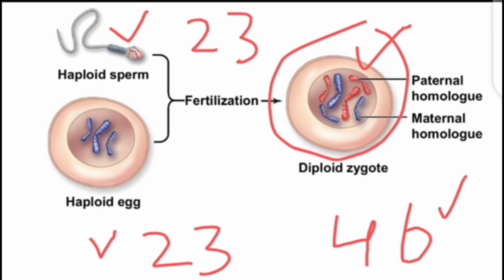In the process of fertilization, the haploid cell is converted into the diploid cell. So that was all about fertilization.